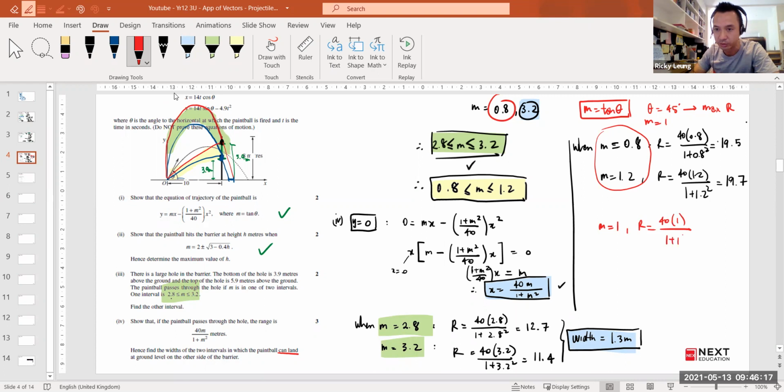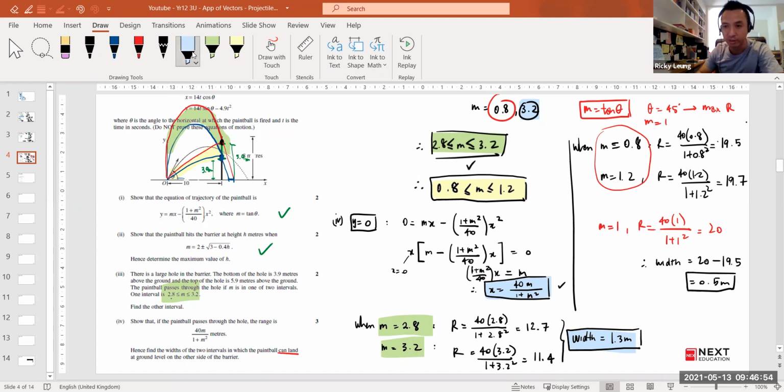So 1 plus 1 squared, what's that? That's 40 over 2. That's 20 meters. You can see 20 meters is the maximum distance. So if I fire within that interval, the shortest it can go to is 19.5. The longest it can go to is 20 meters. So therefore, the width on the ground that can be possible, the word can there is important, can be 20 minus 19.5, which is 0.5 meters.